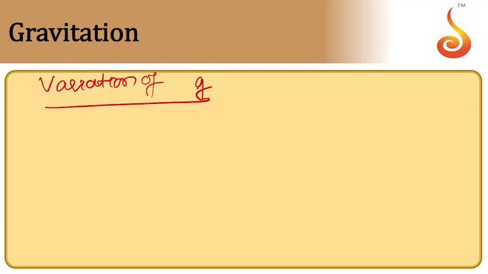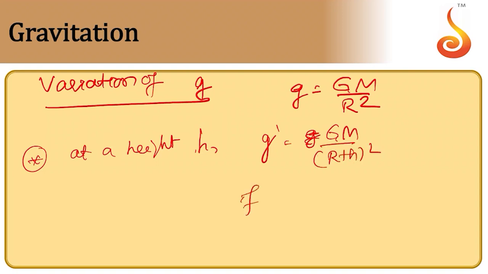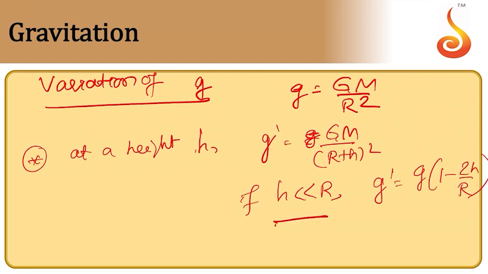Variation of acceleration due to gravity. Acceleration due to gravity is basically given by GM divided by R square. Suppose I consider a height h, the acceleration due to gravity is given by g dash equal to GM divided by R plus h whole square. And if h is very small compared to R, then g dash is equal to g into 1 minus 2h divided by R. Remember, conditions apply: h should be pretty small compared to R.